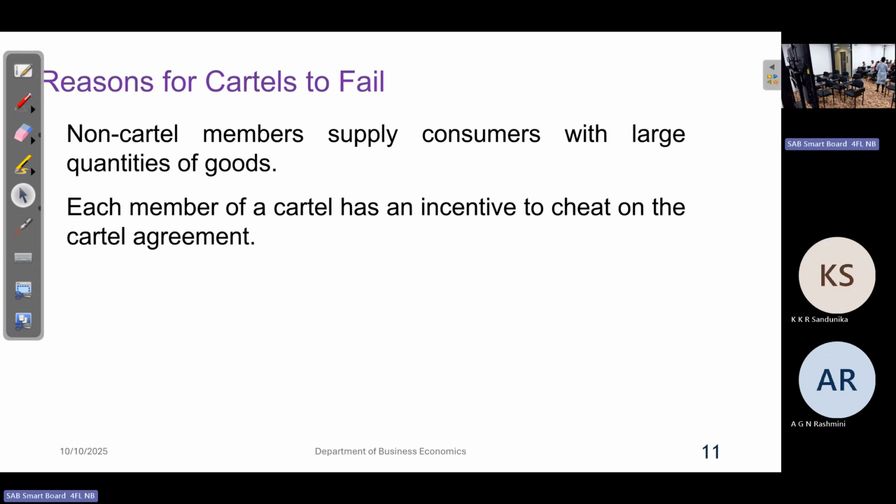Then he can actively change the price in the market because non-member country, but they have the largest market share. If that is the case, then this cartel is likely to fail, right? එයාට එතකොට function කරන්න බෑ. Non-member countries at large market share එකක් තියෙනවා. And each member of a cartel has an incentive to cheat on the cartel agreement.